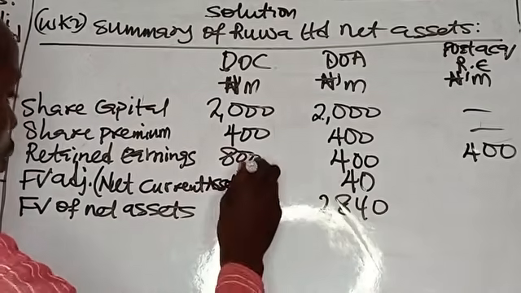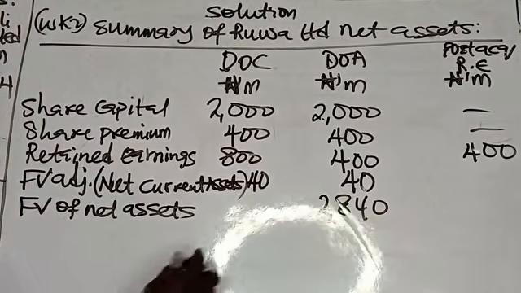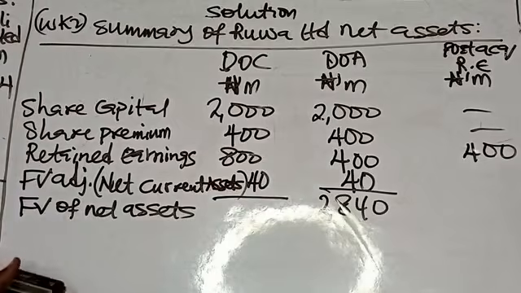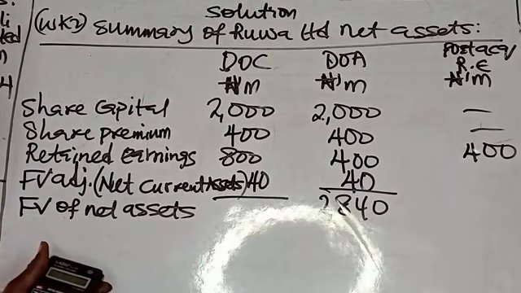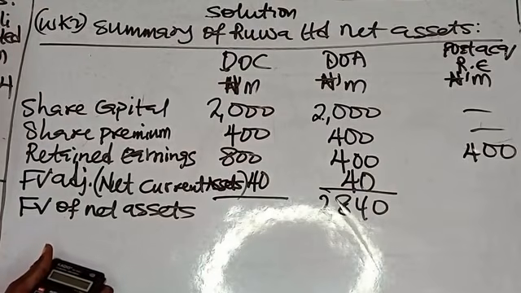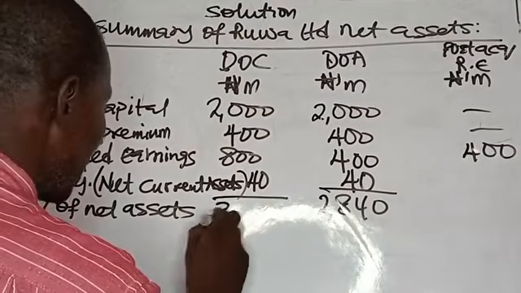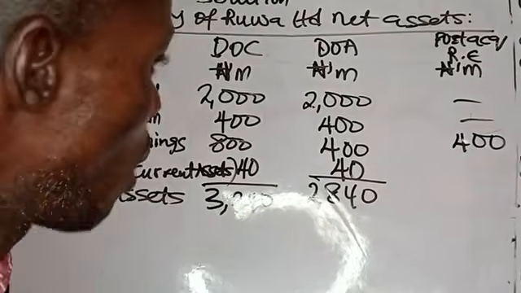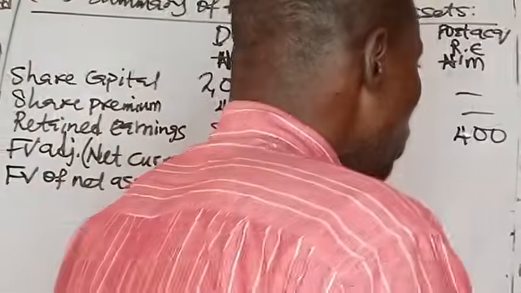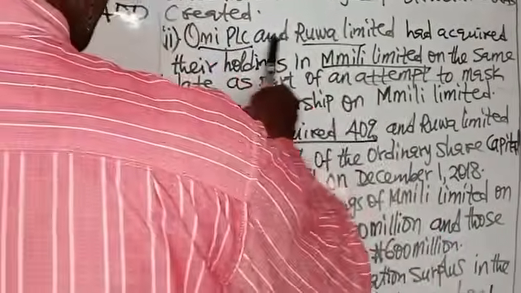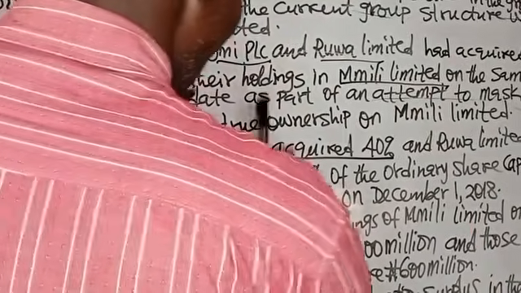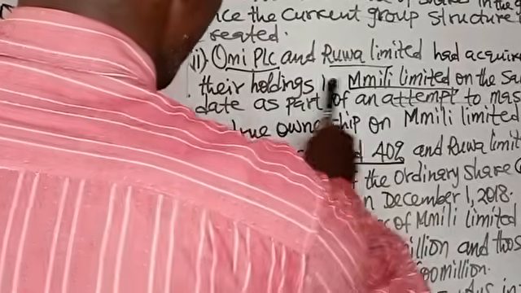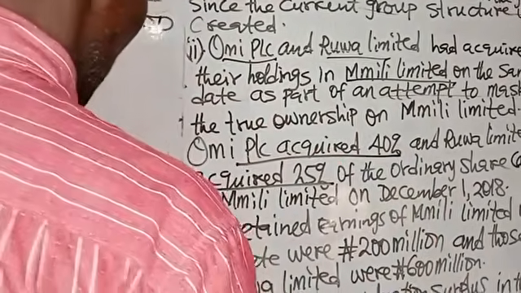So 40. Then you put it in the DOC column. So this is 2840. Then what is the total of this? 24 plus 800 plus 40. This side is total 3240. That is note 1. Note 2, OMI PSC, this is the acquisition, the note on acquisition of OMI's Millie's stake. That is note 2.